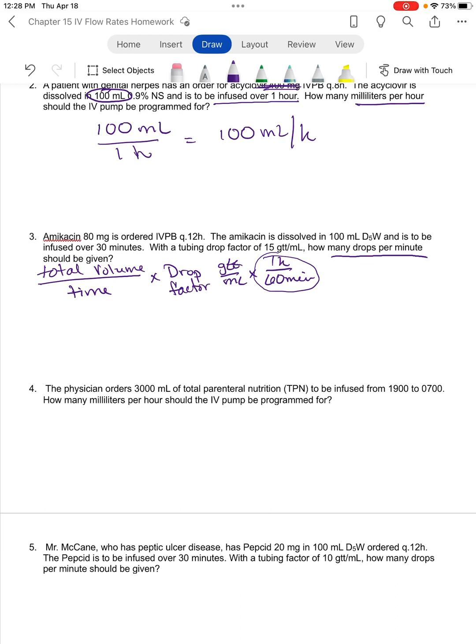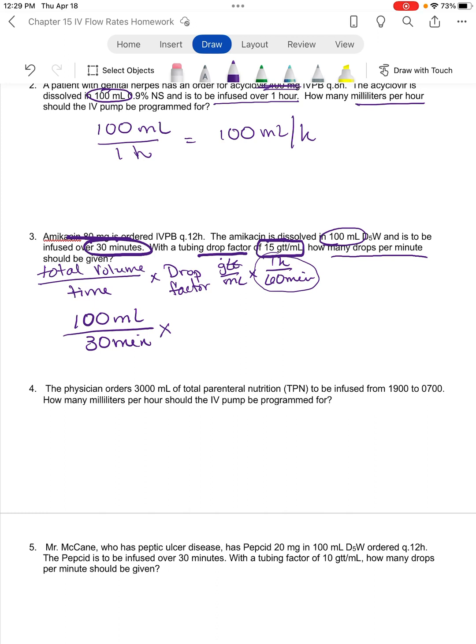So let's look at our problem again. The medication is dissolved in 100 milliliters. So again, going back here, I don't need the 80 milligrams because that's not my volume. Milligrams is weight, milliliters is volume. So 100 milliliters over 30 minutes. So here's my total time with a tubing drop factor of 15 drops per milliliter. So that's my drop factor.